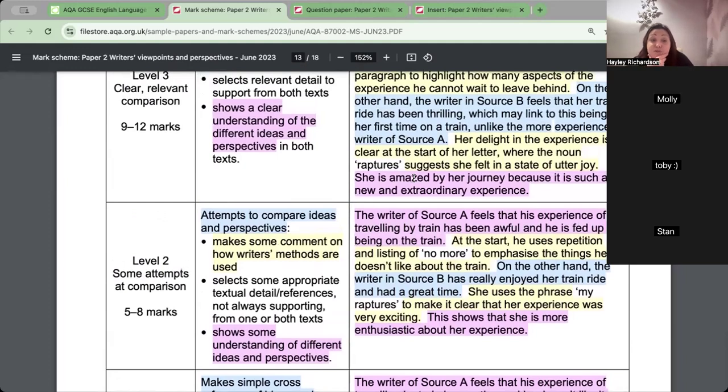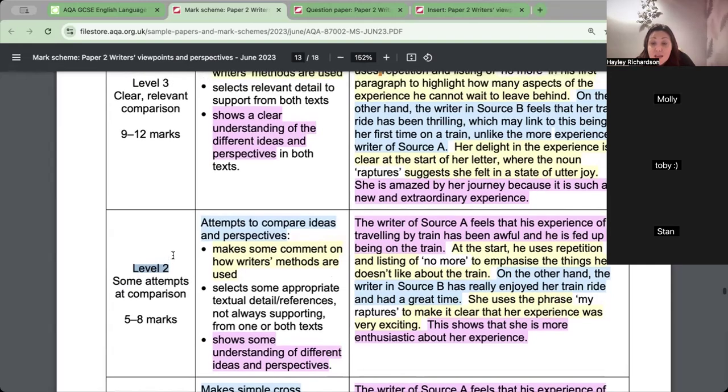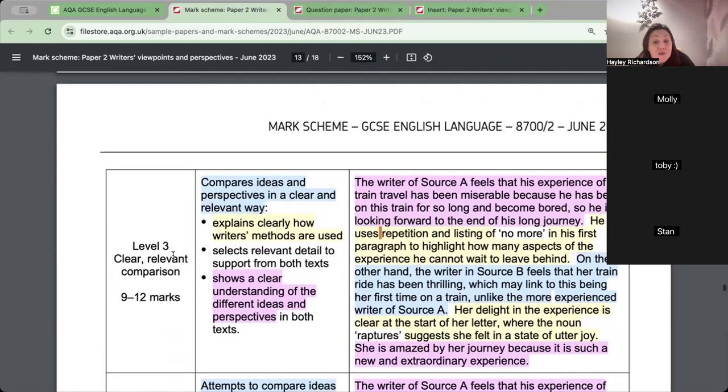Next one, level 2, which is 5 to 8. This level 2 is not like grade 1 to 9. It's not the same thing. It's a different level of marking. The writer of Source A feels that his experience of travelling by train has been awful and he's fed up of being on the train. At the start, he uses repetition and listing of no more to emphasise the things he doesn't like about the train. On the other hand, the writer in Source B has really enjoyed her train ride and had a great time. She uses the phrase my raptures to make it clear that her experience was very exciting. This shows that she's more enthusiastic about her experience.